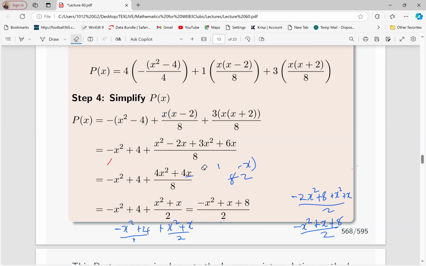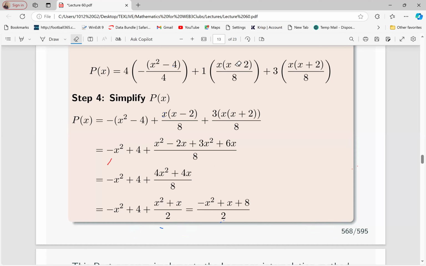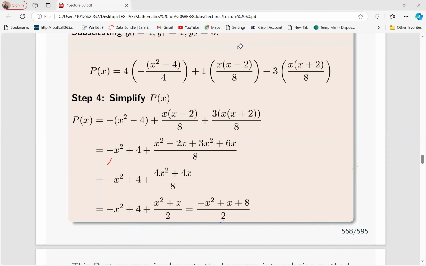And as I've said in the earlier question, you can always prove that you are right by trying to insert the values of x and see whether you get the corresponding values of y. That is how you prove that your polynomial is correct and is passing through the points.